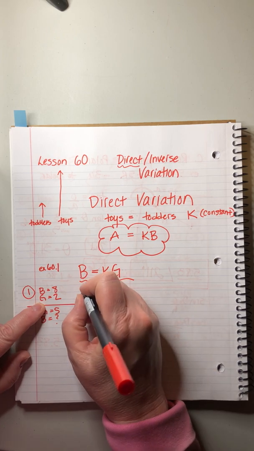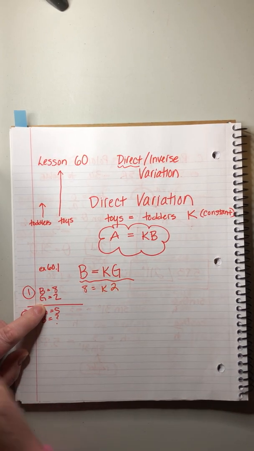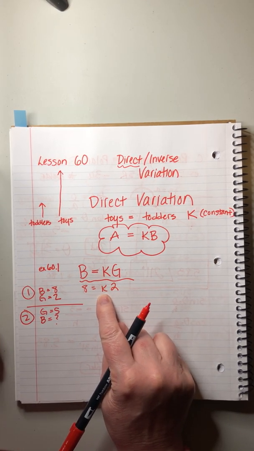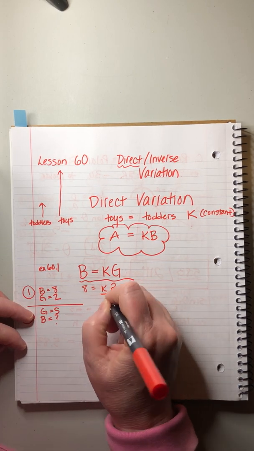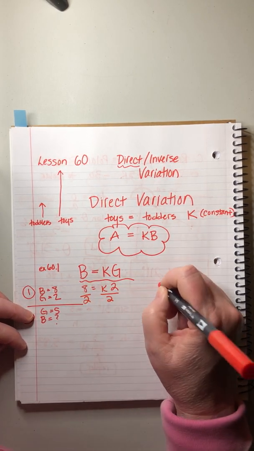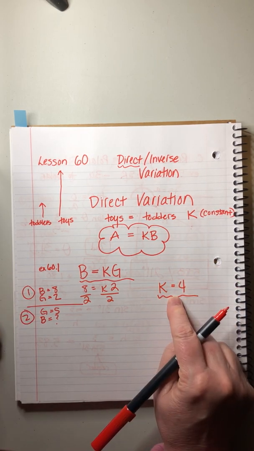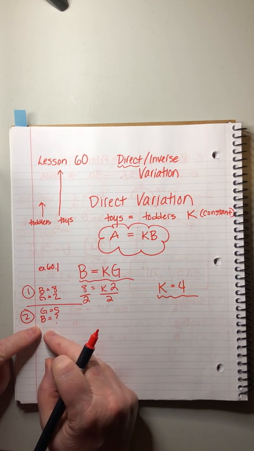So we can write 8 equals K times 2, right? Number of boys, number of girls. K is the mystery that we have to figure out. Solving is super easy. We'll just divide both sides by 2, and we find out that K equals 4. So the constant that relates these two variables is 4. Now we can use it here.